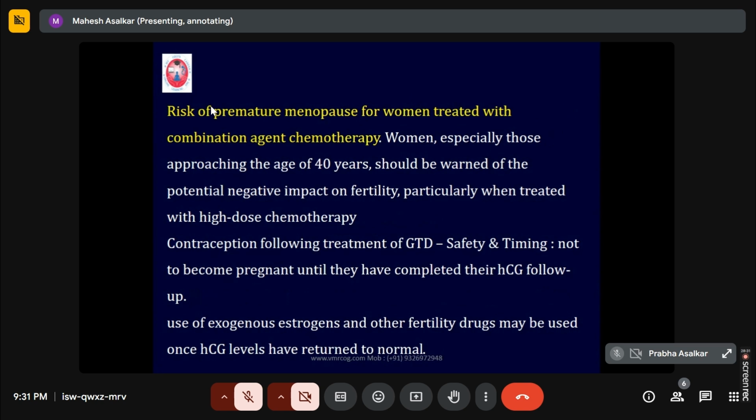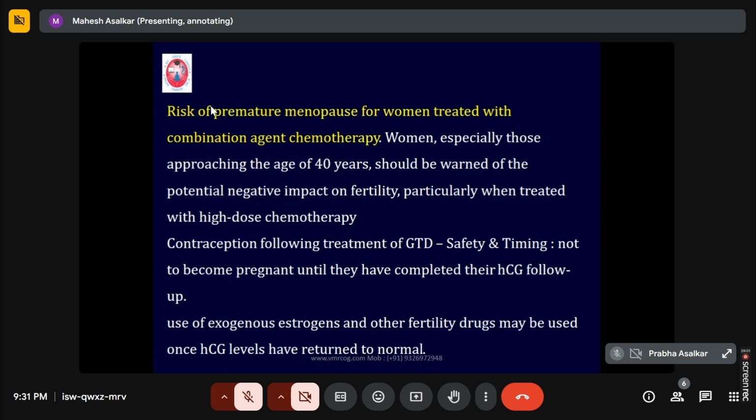Now, what is the risk? Risk of premature menopause for women who are treated with combination agent chemotherapy. We have seen either there is single agent chemotherapy or multi-agent chemotherapy. If you are treating these patients with multi-agent or combination agent chemotherapy, these patients are at risk of development of premature menopause. Women, especially those approaching the age of 40 years, should be warned of the potential negative impact on fertility, particularly when treated with high dose chemotherapy.